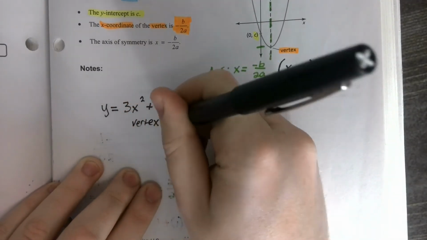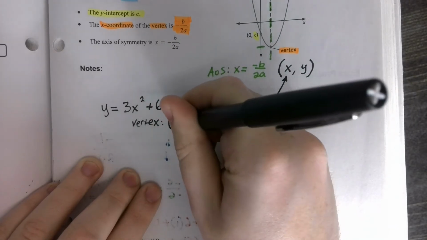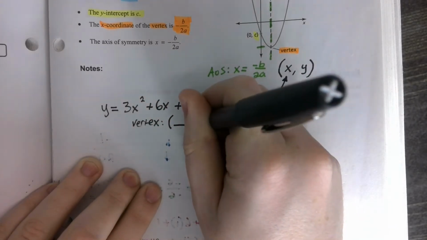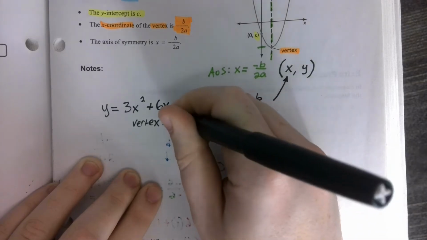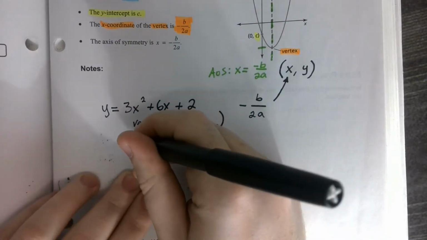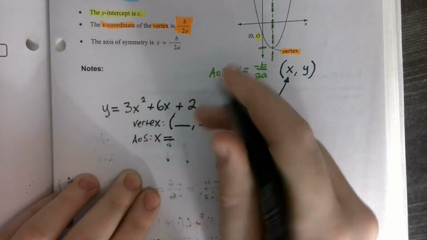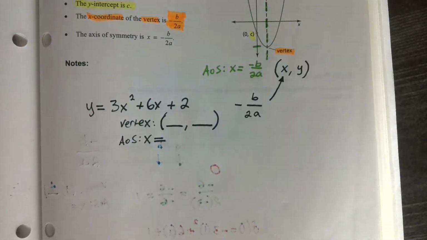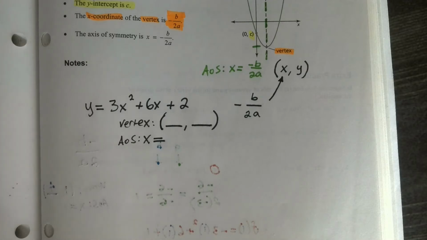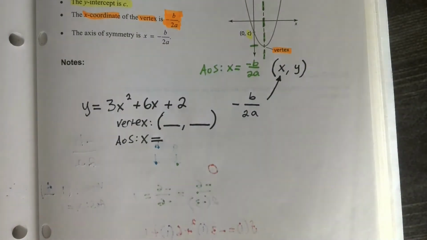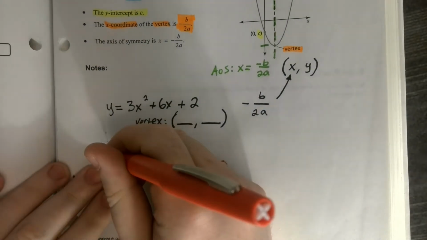I want us to figure out what the vertex is and the axis of symmetry. We know our vertex is going to be a coordinate pair, some number, comma, some number. And we know our axis of symmetry is going to be x equals whatever that first number is. But how do we find it? We have to use our formula, negative b over 2a.